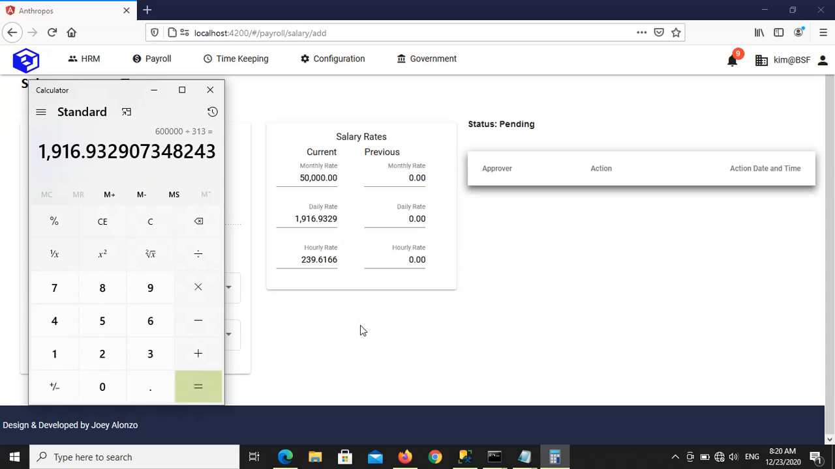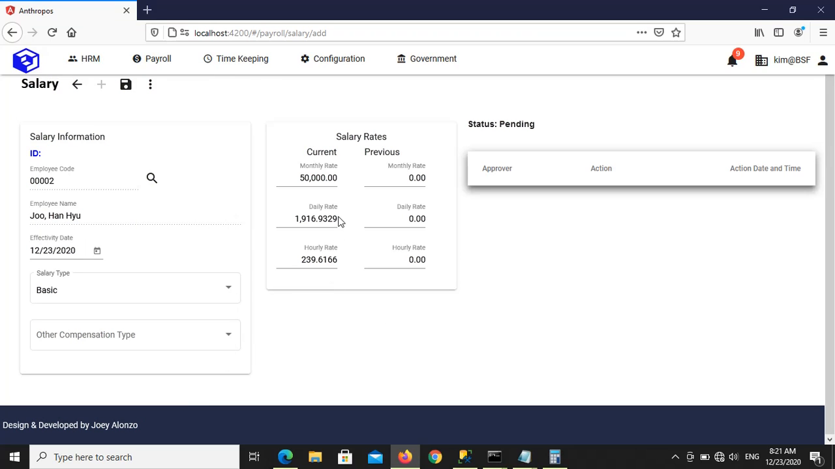But monthly rate is only up to 2 decimal places. So both daily rate and hourly rate are rounded to 4 decimal places. Now to get the hourly rate, all you have to do is to divide the daily rate by 8. So we will divide it by 8. As you can see, it is 239.6166, which is this.